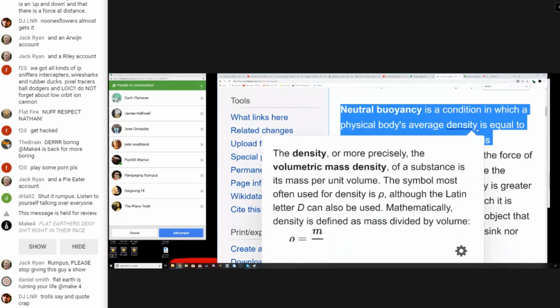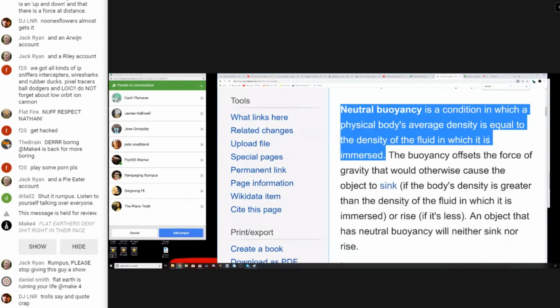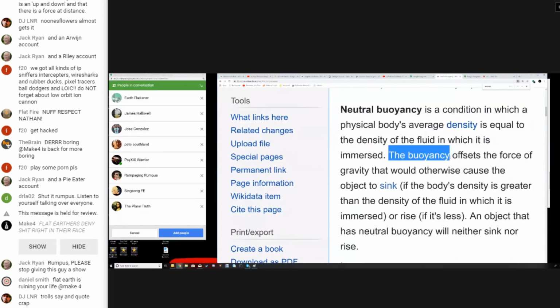So Rumpus substitutes neutral buoyancy for buoyancy yet again. Another goalpost shift. Anthony's trying to explain when we're in neutral buoyancy, when there are no forces, when they're all cancelled out, net effect 0. But Rumpus needs to talk about when there is an effect of something moving, buoyancy.